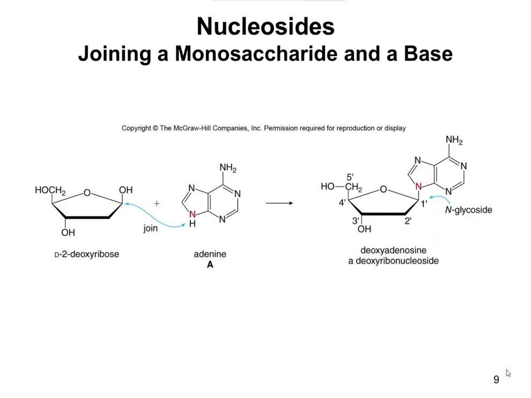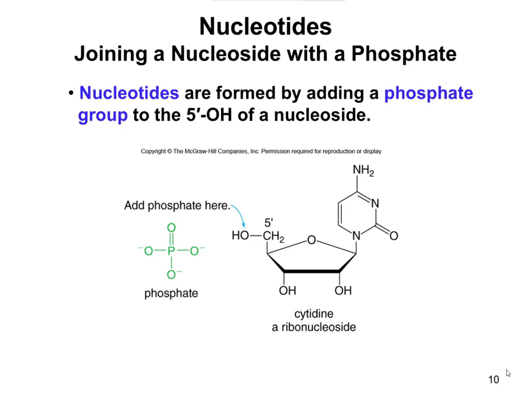Okay, so here is the same example as before. This one is just showing you something with a deoxyribose, and notice there's no OH on carbon 2, and you form this N-glycoside. Okay, so that talks about nucleosides.